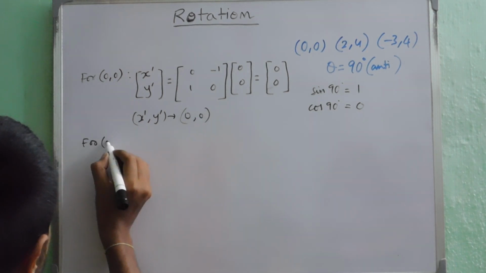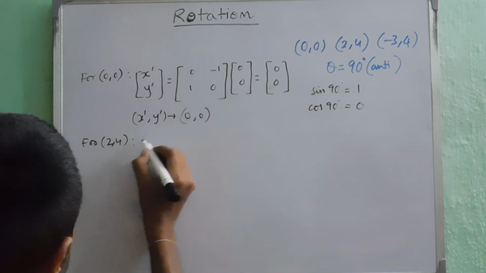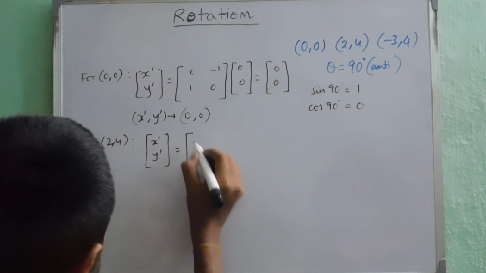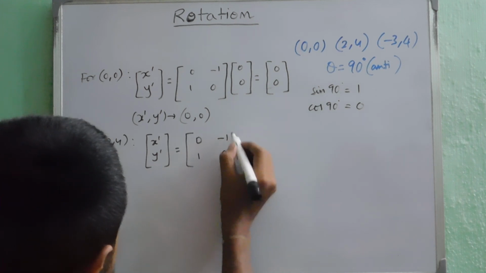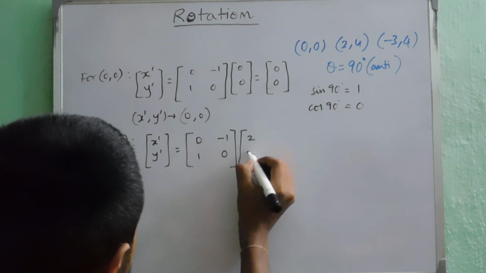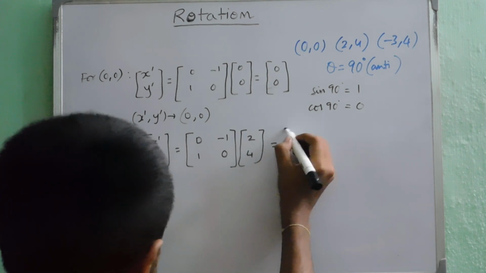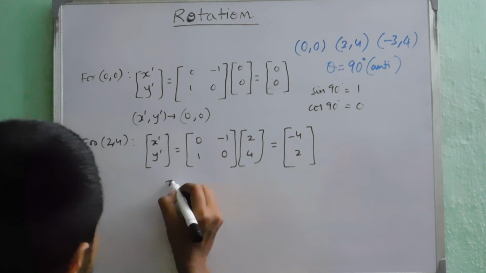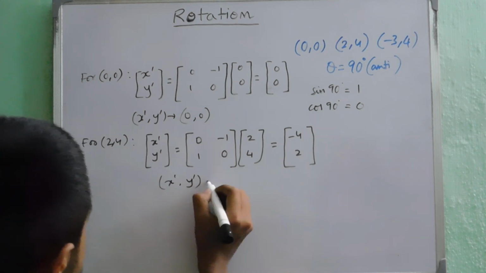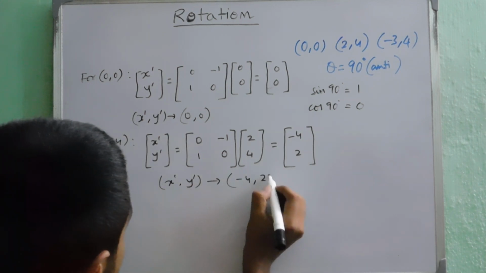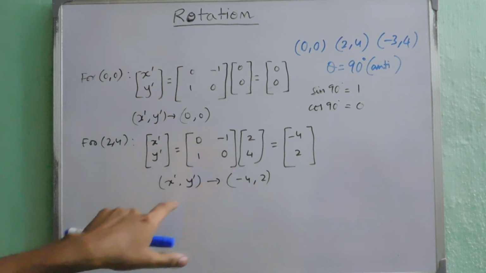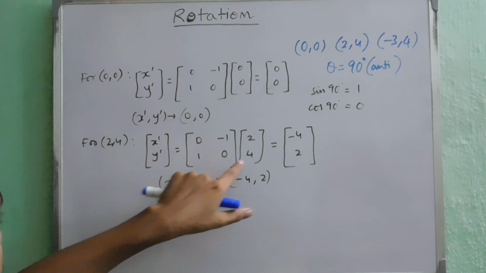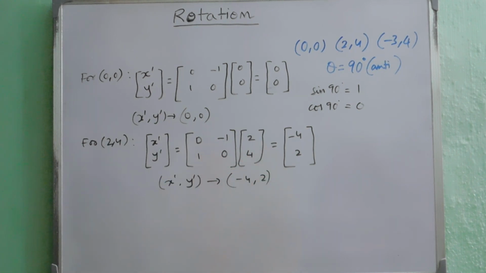Now for 2, 4 we have x dash y dash equal to 0, minus 1, 1, 0 into 2, 4, that is equal to minus 4, 2. So our new x dash y dash is minus 4, 2. Simple multiplication of 2 cross 2 and 2 cross 1 matrices.